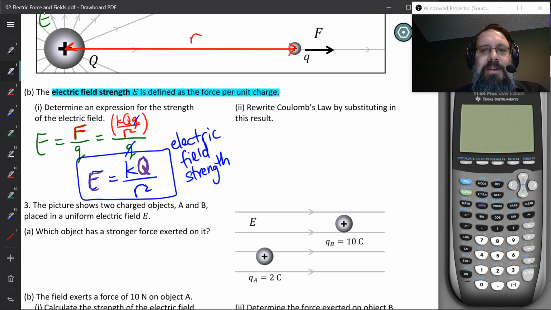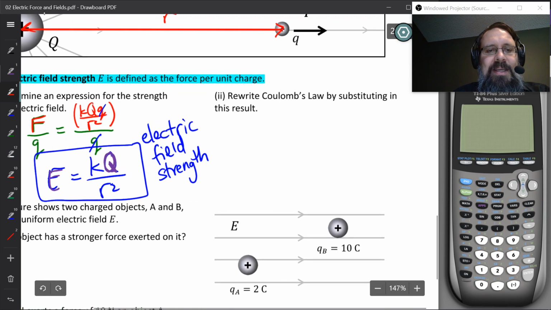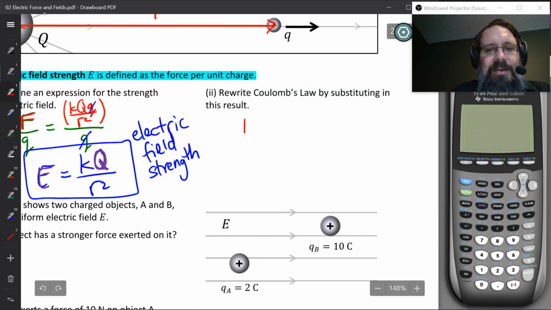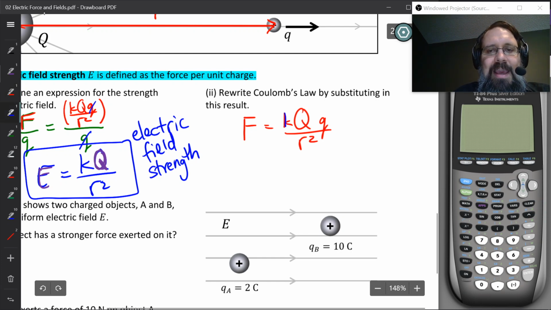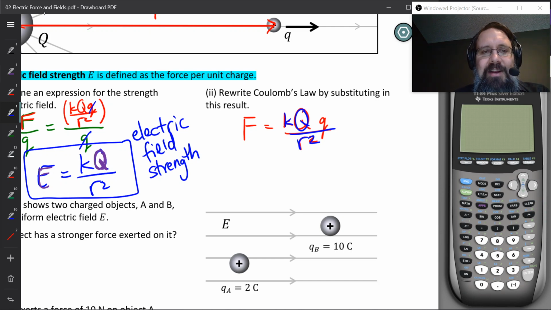So now what we're going to do is rewrite Coulomb's law by using this new substitution. So F equals K, big Q, little q, where big Q is the first charge and little q is the second charge, divided by r squared. And what you'll notice is that K, Q over r squared in Coulomb's law, that's just the electric field.